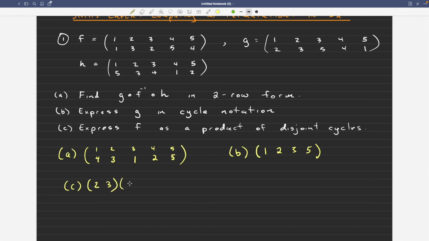Then pick a number you haven't used yet, say 4. 4 goes to 5, and then 5 maps around to 4. So we see here we have disjoint cycles, right? 2 and 3, and then 4 and 5, those are disjoint cycles.